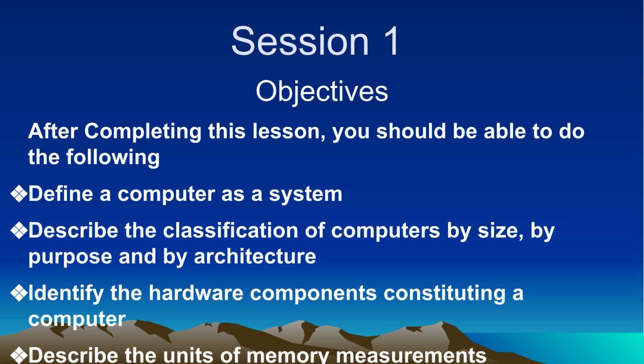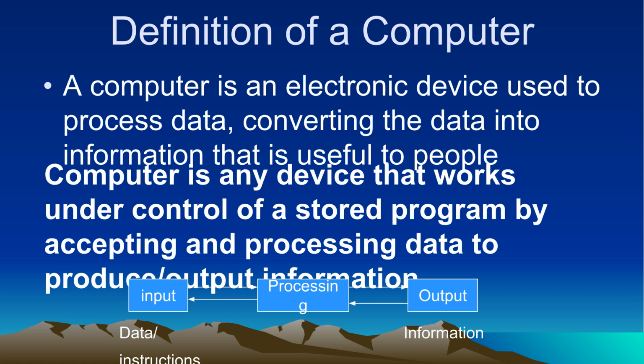Session 1 objectives include defining a computer as a system, describing its classification by size, purpose, and architecture, identifying hardware components, and distinguishing between types of software. A computer is an electronic device that processes data into useful information. It accepts input, performs processing, and produces output under the control of a stored program.